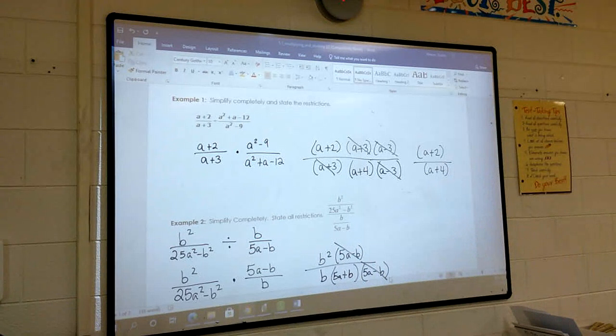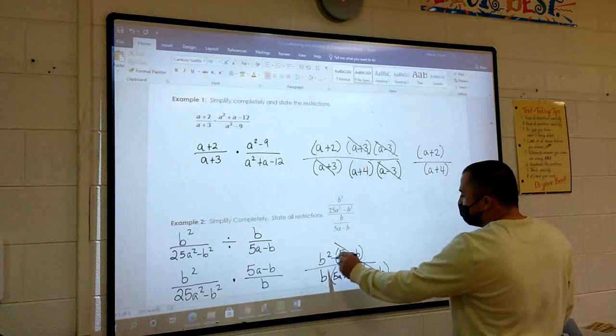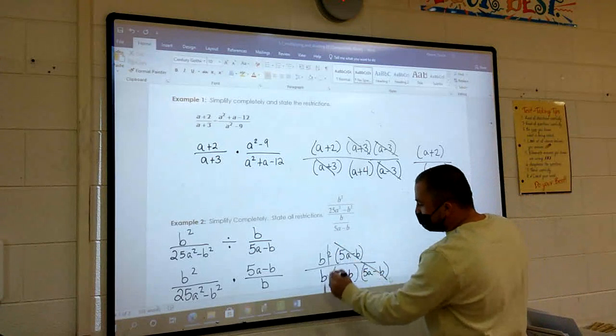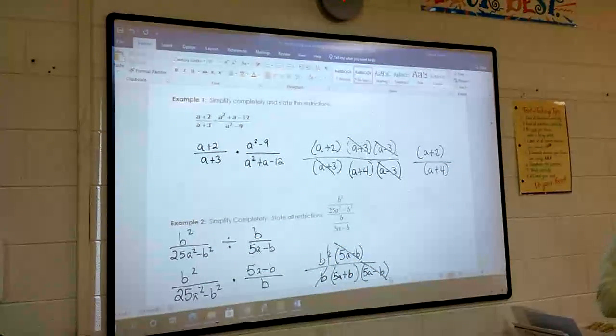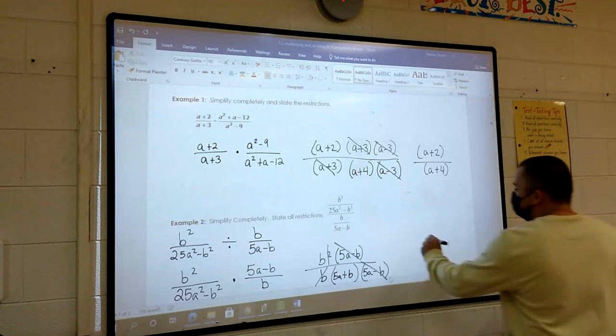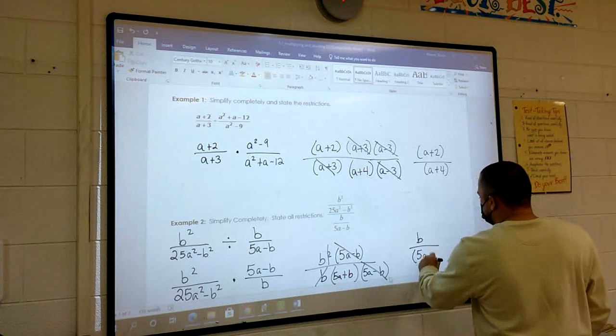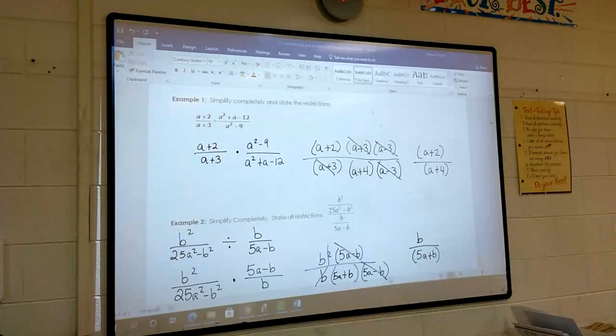Okay? Now, there's one more thing you can do. You have b squared up top. That means there's a b times another b, and you have one b on the bottom, right? So b squared is basically b times b, and then this is just 1b. So you can cancel out 1b on both of them. So instead of b squared, now you're just left with b on top. And on the bottom, you have 5a plus b. So you're able to cancel out a b on top and a b on the bottom.